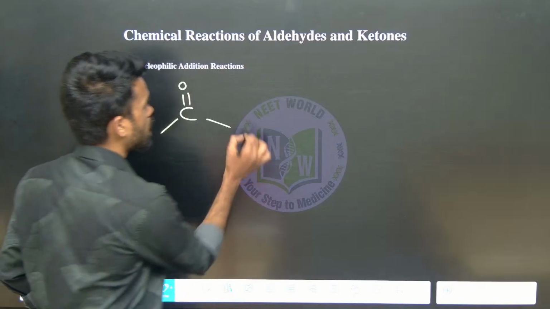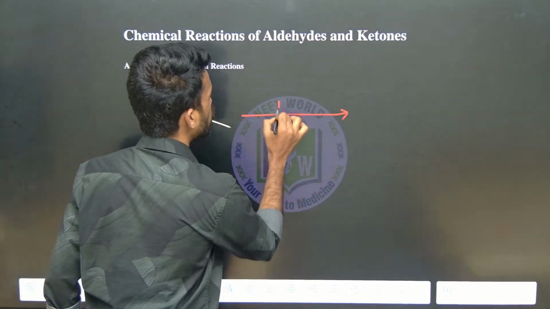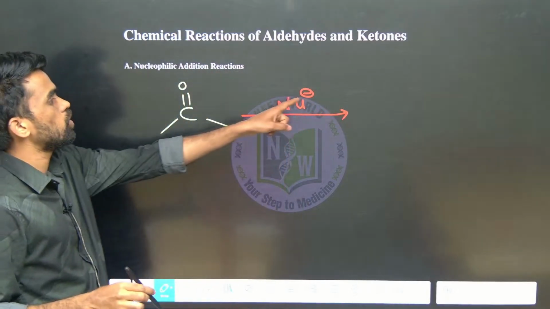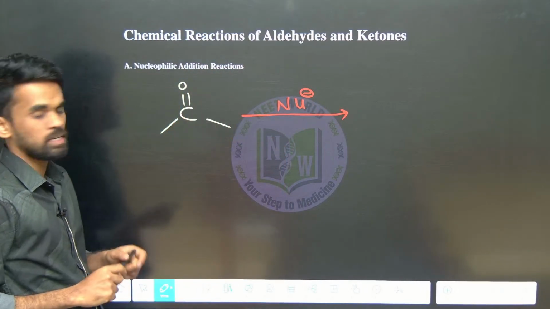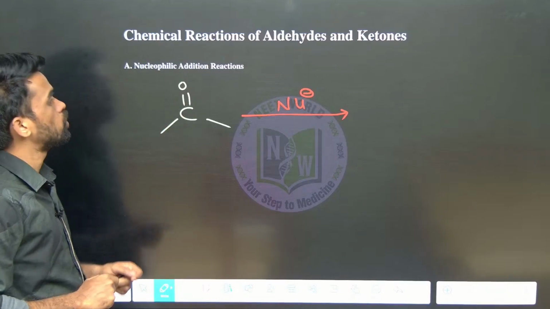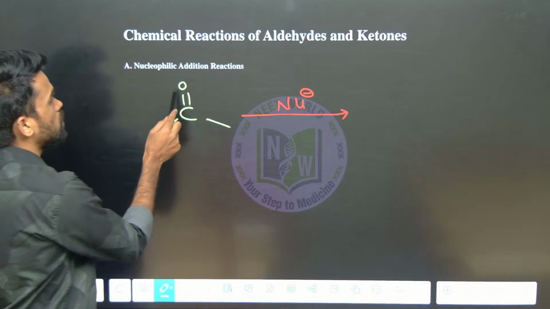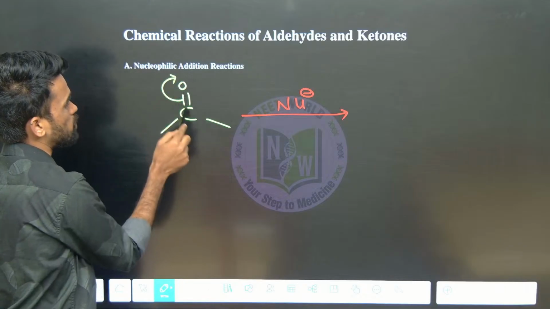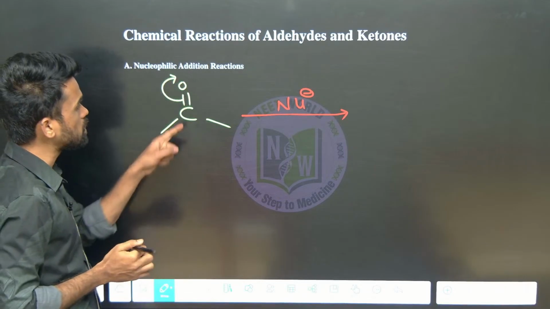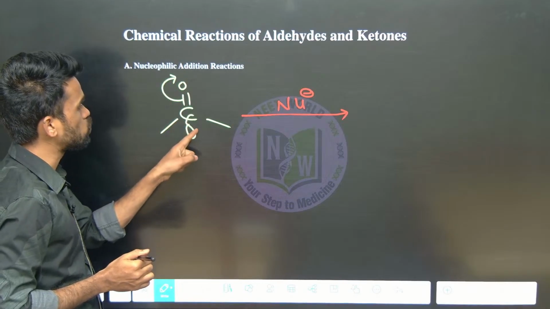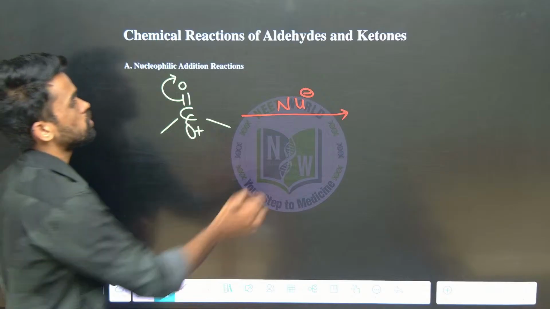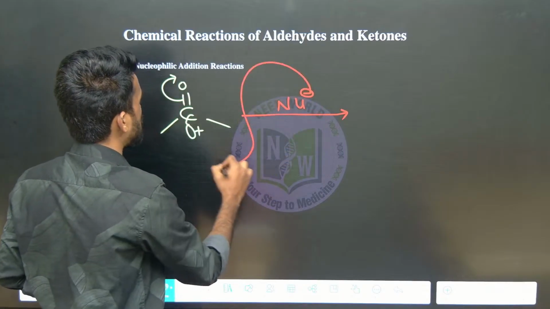Now what happens when we are doing nucleophilic addition? What do we mean by nucleophilic addition? A nucleophile will come and attack this electrophilic carbonyl carbon. Why is it electrophilic? Because oxygen drags the pi bonded electrons towards itself from the carbon. It is creating a partial positive charge, that is, electron deficiency over the carbon side. So there our nucleophile can come and attack like this.